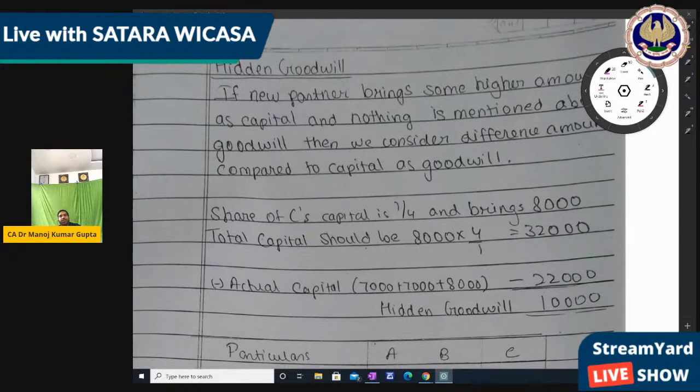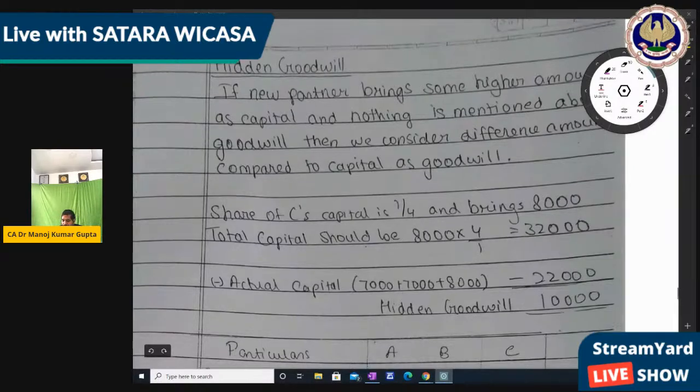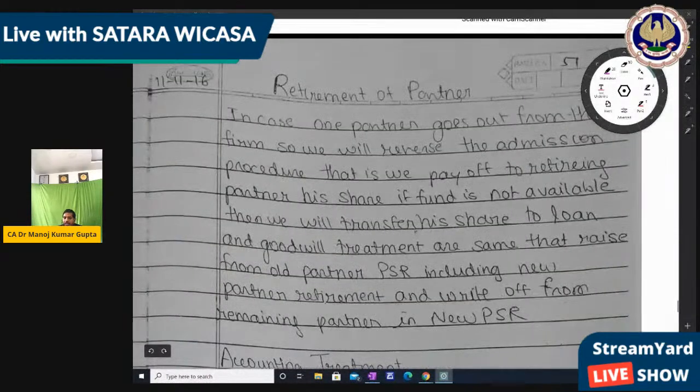Now hidden goodwill treatment is also there, which we discussed at the last. If the new partner brings a higher amount as capital and nothing is mentioned about goodwill, then we consider the extra amount compared to capital as goodwill. For example, C gets a 1/4 share and brings 8,000, which means the total capital is 32,000. But actual capital is 22,000. So hidden goodwill is 10,000. That sum also we had completed. So this is the hidden goodwill concept.